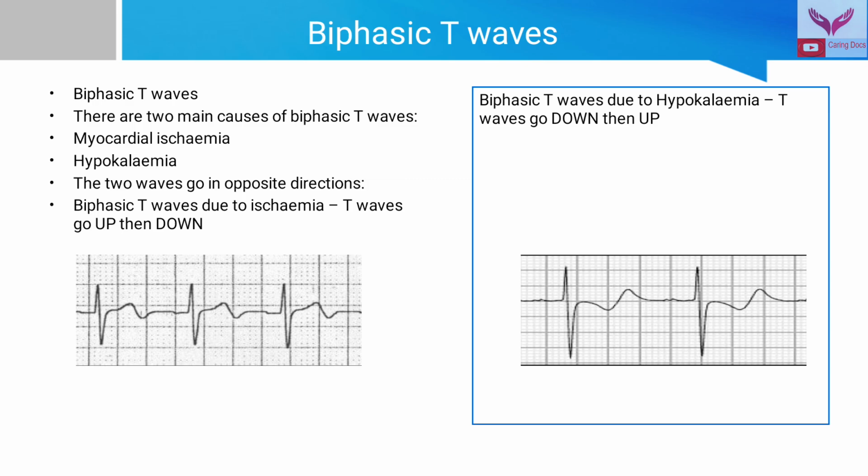Coming to the biphasic T waves, there are two main causes of biphasic T waves: myocardial ischemia and hypokalaemia. Here, the two waves go in opposite directions. Biphasic T wave due to ischemia: the T wave goes up then down. Biphasic T wave due to hypokalaemia: the T wave goes down then up.